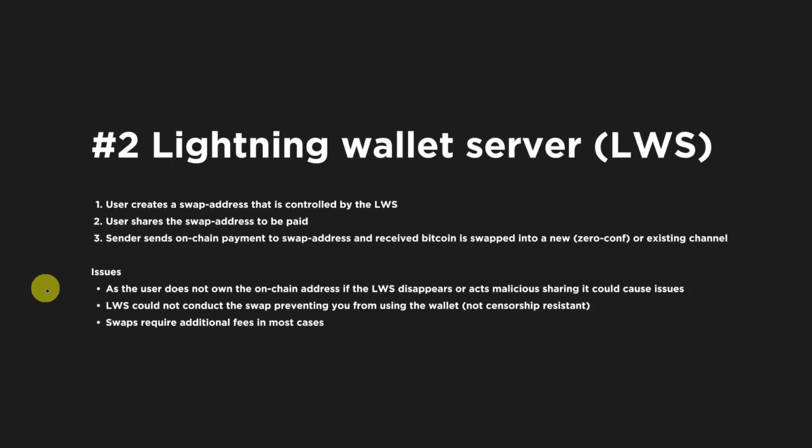The second issue is the Lightning Wallet server could refuse to conduct the swap, which erodes Bitcoin's whole value proposition of censorship resistance. So that is a bit of an issue. They could have some kind of chain surveillance instilled that says that the incoming on-chain UTXOs can't be swapped, so essentially stop you from using your wallet.